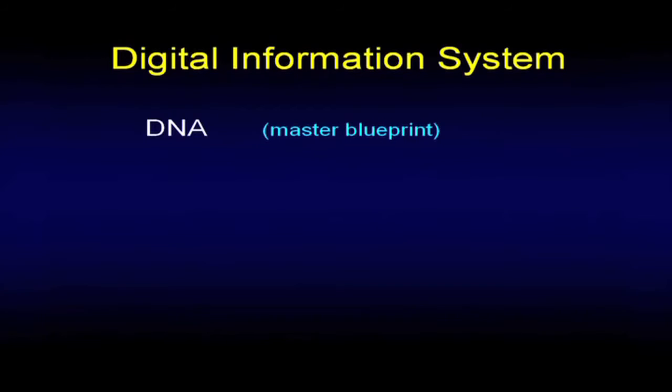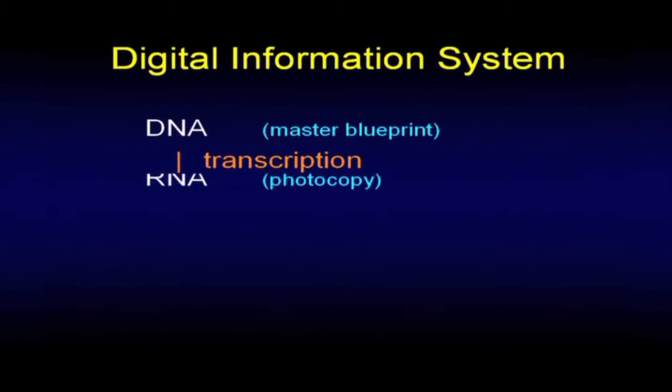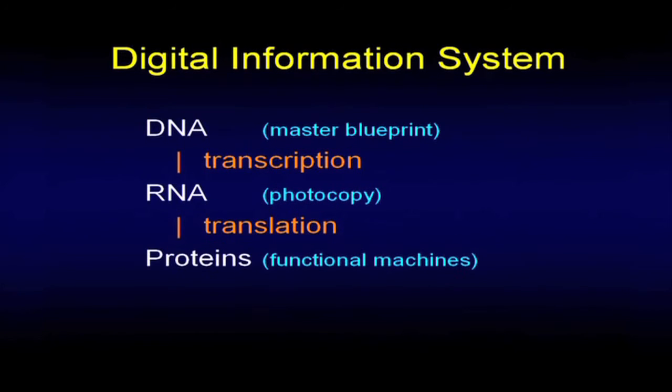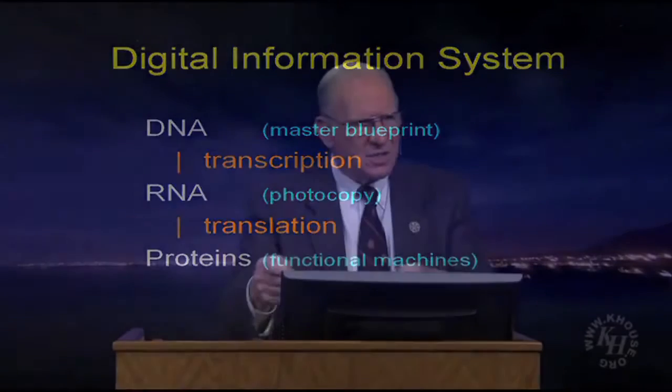You have a factory inside you. In fact, in every one of your cells, that factory has a master blueprint file. And when it needs a copy of this, it transcribes a copy of what it needs and then translates that into proteins. The proteins make up the machines. The machines are the machines that handle all this stuff.